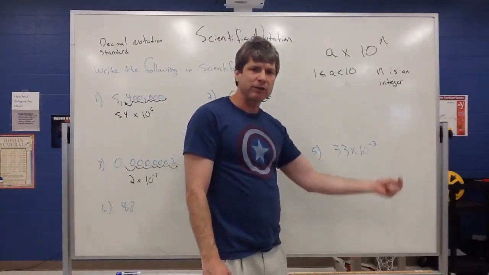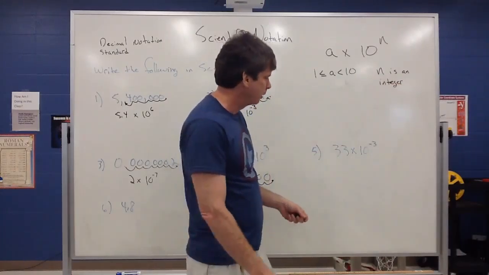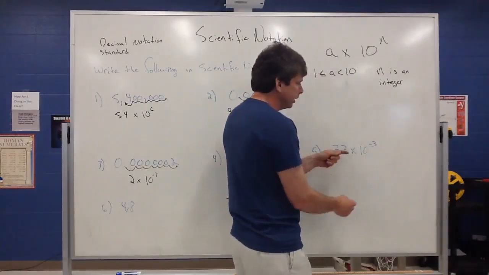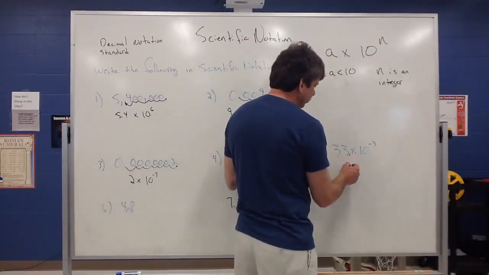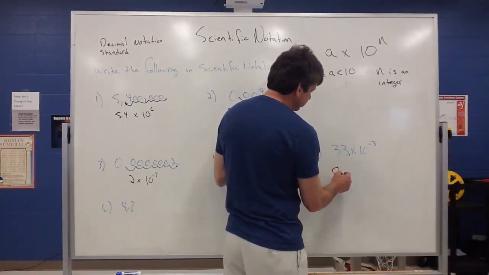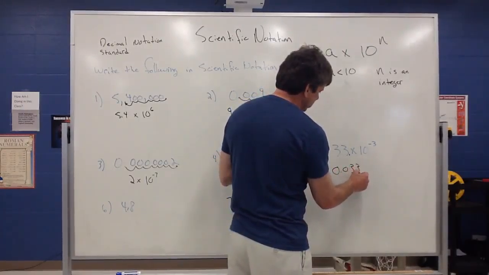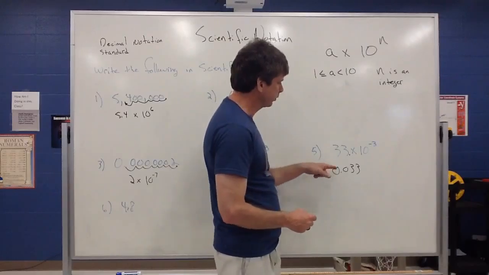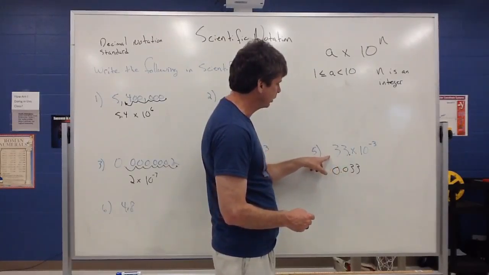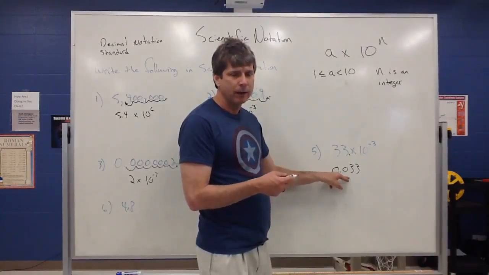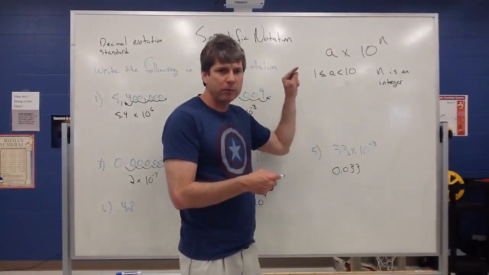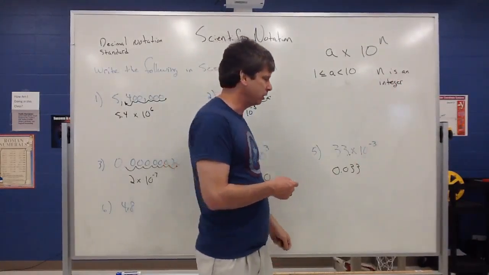What I want to do is maybe take a step back and then go a step forward. So the 10 to the negative 3 means to actually slide the decimal 3 places to the left. So notice how my decimal's there. So that's going to change that to 0.033 because I have to move it over 1, 2, 3. So this can be changed back into decimal notation. And then from decimal notation, it's easier to go ahead and move it back into scientific notation.